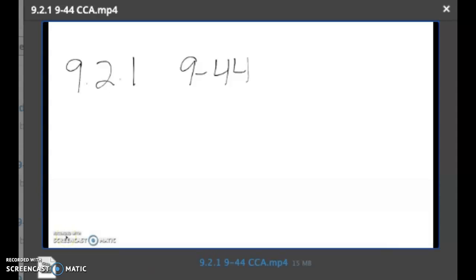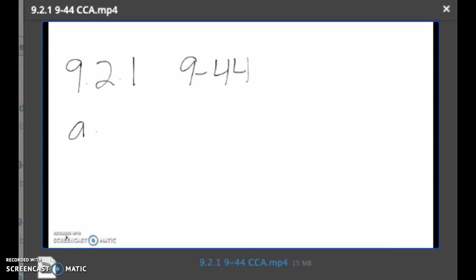All right, this is lesson 921, problem 944. If we were in school and we were doing this in class, we would be representing these inequalities with a human number line. Since we're not, I will show you how to graph them on actual number lines.